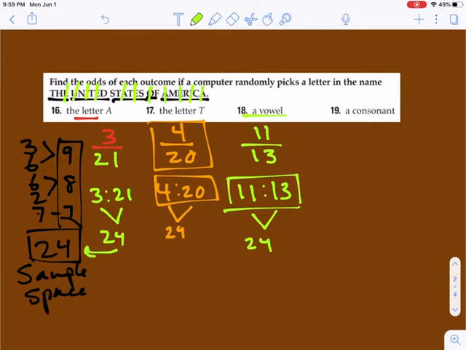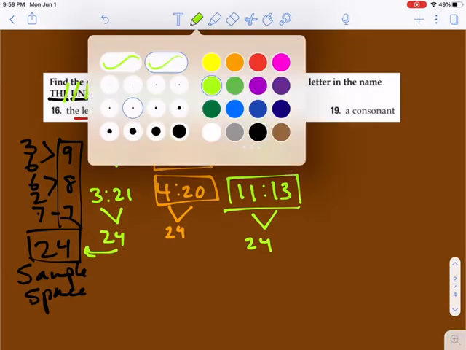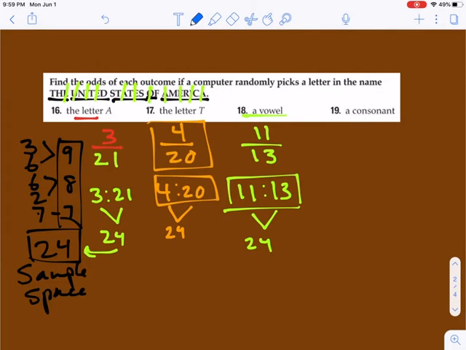All right, and then the consonant one, we kind of already did the work on this. I know there's 13 consonants, and the reason I know is because it's everything that's not crossed out over here. So there's 13 consonants, and the ones that aren't consonants are the vowels, 11. So I have a 13 to 11 chance. In other words, I have a greater likelihood that I will pick a consonant.